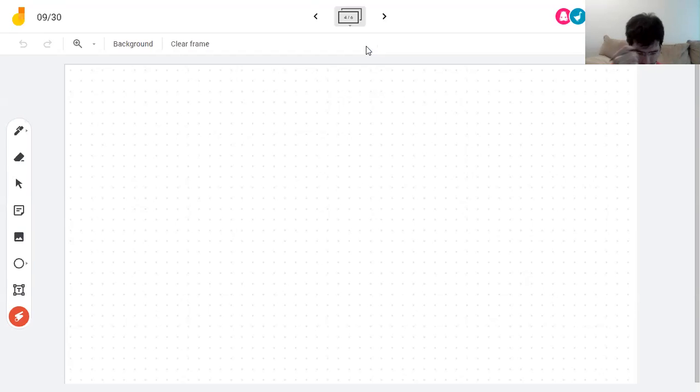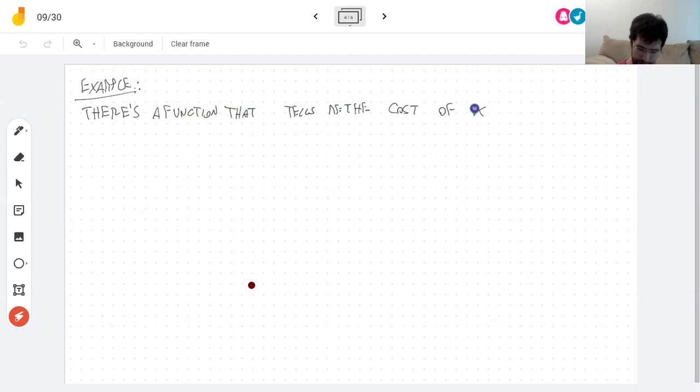So we have a function. Let me do another example. So here's a function that tells me the cost of X cookies at this cookie store that I'm sure you all know about. If they want to sponsor my YouTube video with like 3 views, then go for it.